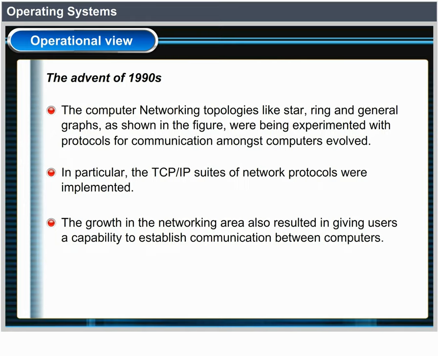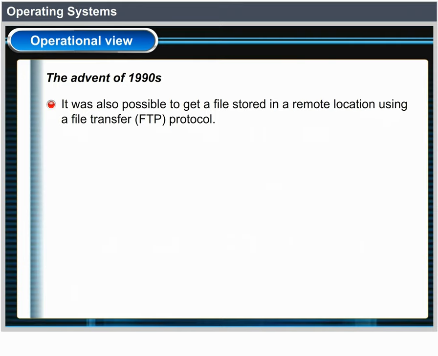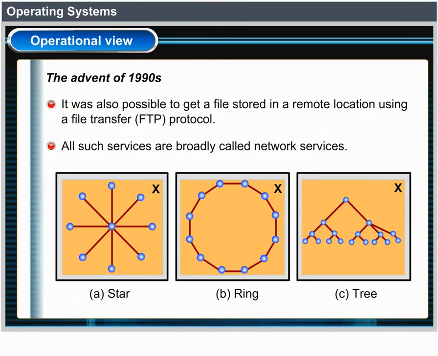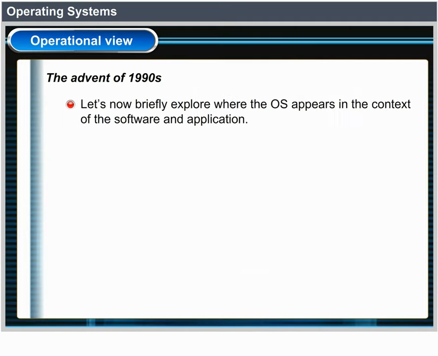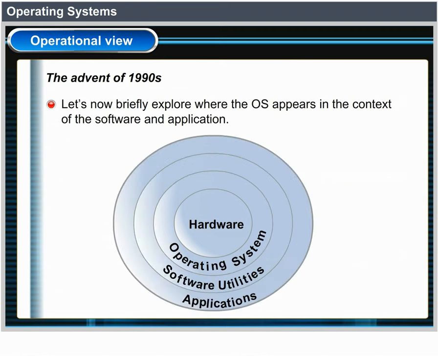It was now possible to connect to a remote computer using the telnet protocol. It was also possible to get a file stored in a remote location using the file transfer protocol, FTP. All such services are broadly called network services. Let's now briefly explore where the OS appears in the context of the software and application.